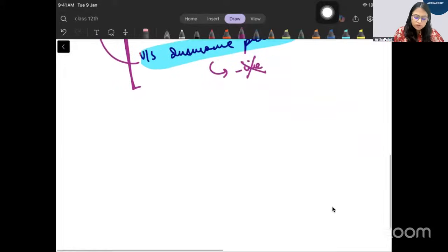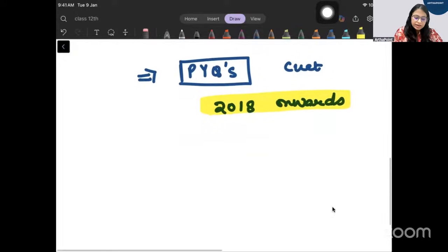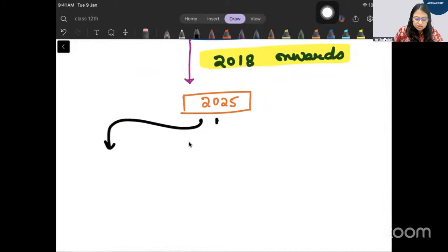And how can we resolve this? Number one, all of you have to do the past year question papers of CUET from 2018 onwards. You have to do all the past year questions from 2018. But in this, the most difficult and tricky one is the 2025 question paper. Now, why is this 2025 question paper difficult? I have analyzed the entire thing for you and we have understood a few things that we need to focus on.